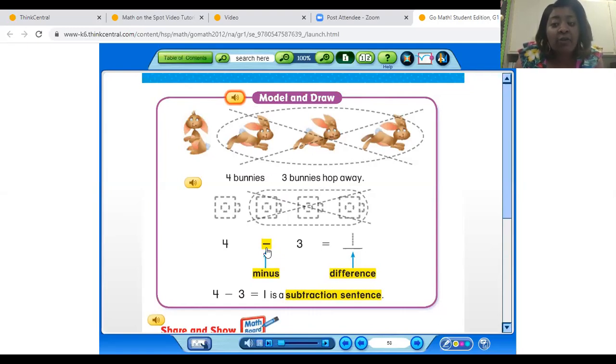Whenever we are taking away, whenever our numbers are getting smaller, we know that we're going to use the minus sign. There are 4 bunnies, and we took away 3. So 4 minus 3 is equal to 1, and 1 is our difference. Let's look at our subtraction sentence. 4 minus 3 equals 1 is a subtraction sentence.